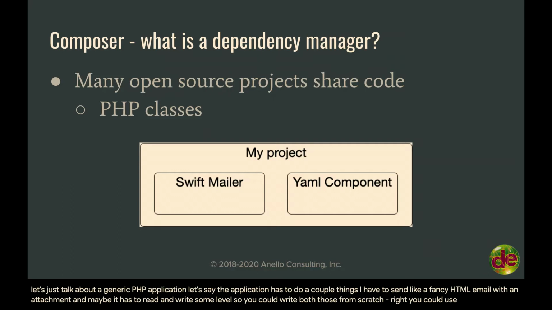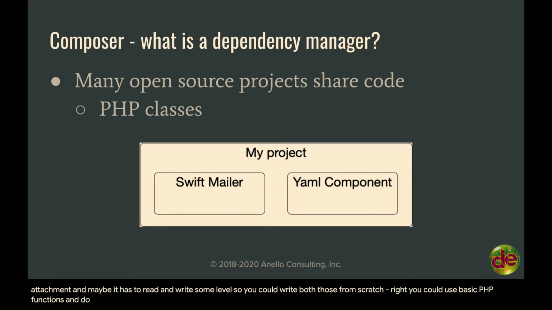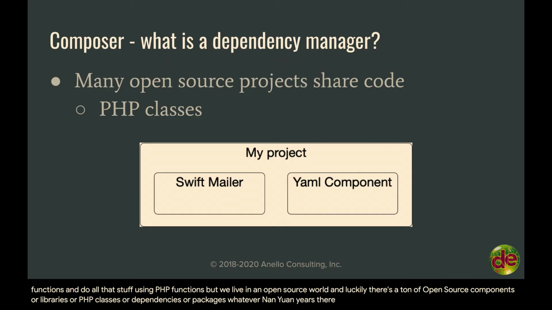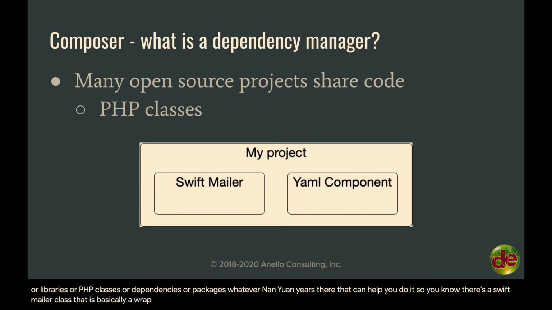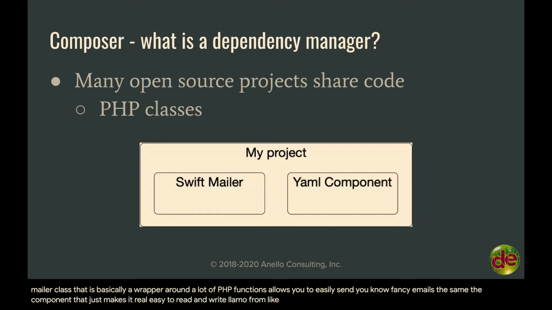You could use basic PHP functions and do all that stuff using PHP functions, but we live in an open source world, and luckily there's a ton of open source components or libraries or PHP classes or dependencies or packages, whatever noun you want to use there, that can help you do it. So there's a Swift mailer class that is basically a wrapper around a lot of PHP functions that allows you to easily send fancy emails. The same thing with the YAML component. This is a Symfony component that makes it real easy to read and write YAML from a PHP object or a PHP array.